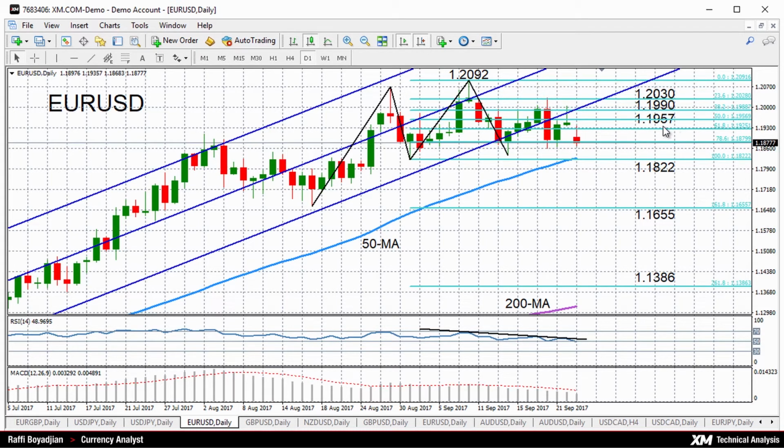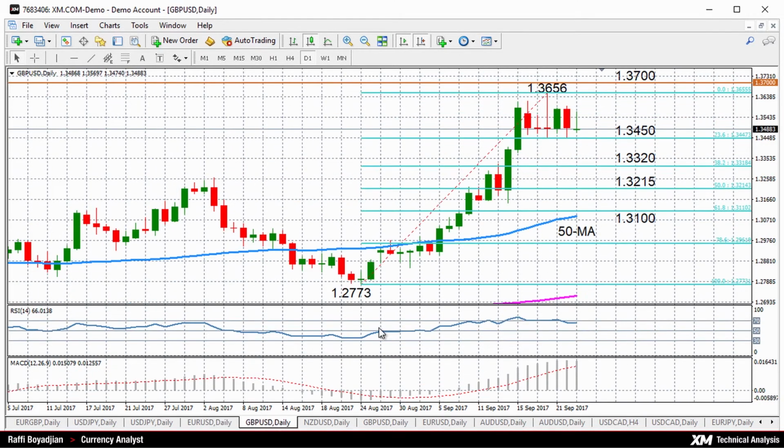If we do see a recovery in momentum and prices start to go up, immediate resistance should come first at 1.1957, then 1.1990, and then from around 1.2030 before targeting that September top of 1.2092.